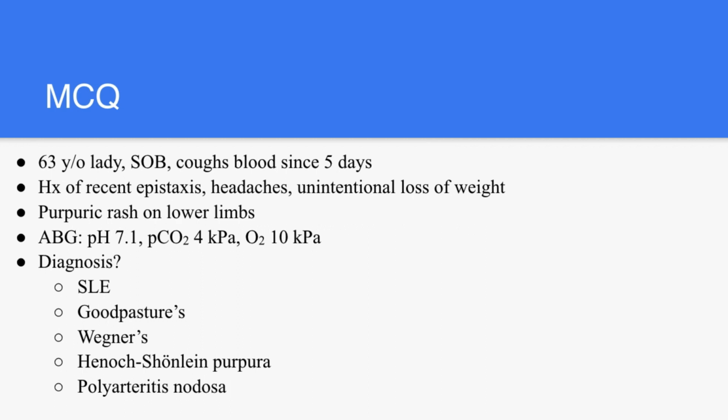SLE does not explain, Henoch-Schönlein purpura doesn't, and polyarteritis nodosa doesn't. It's only the Goodpasture's and Wegener's that can affect the lungs and the kidney, leading to acidemia. So in this one, the differentiating point would be two.